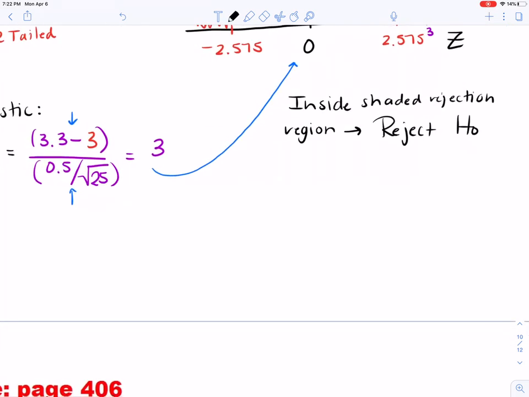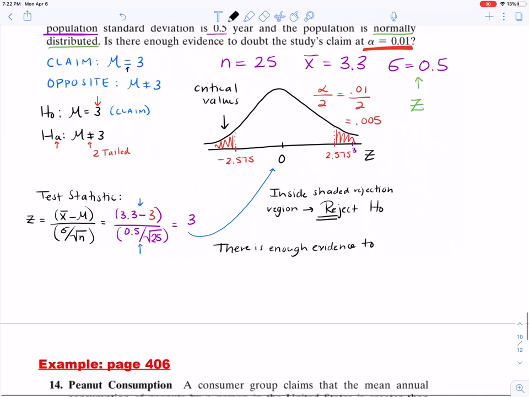And I talked about this with you a little bit in the first example as well. Anytime you reject the null hypothesis, that's what the test is trying to do. So your interpretation will start here with there is enough evidence. That's based on the decision. And then you look back at where your claim sits. Anytime the claim is in the null hypothesis, like it is here, the test will always try to reject the claim. And so in this case, rejecting the null hypothesis means there is enough evidence to reject the claim that the mean is equal to 3 years.